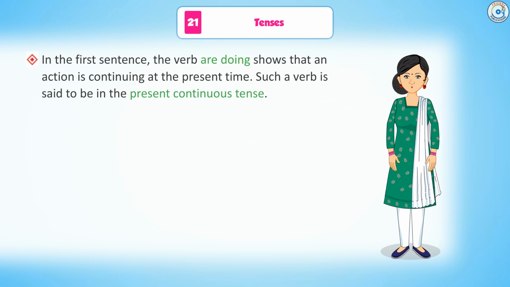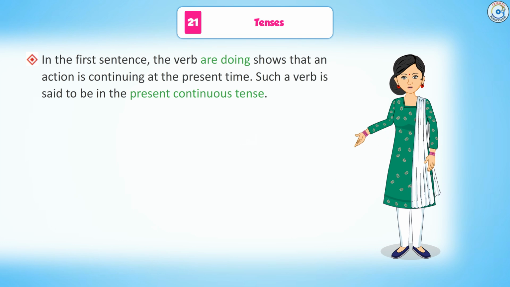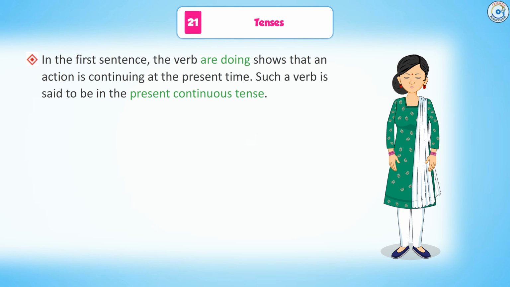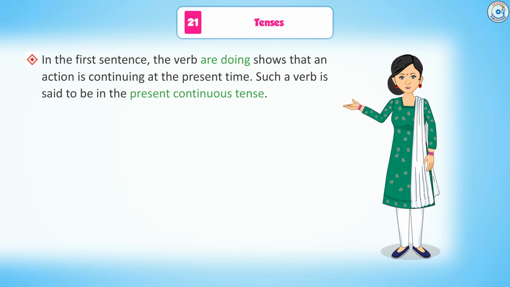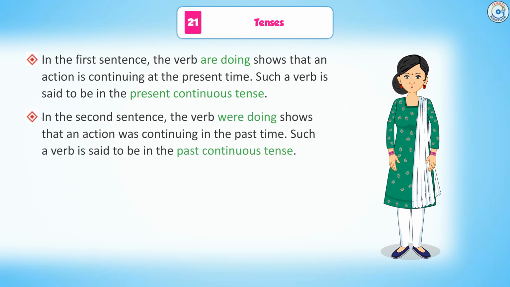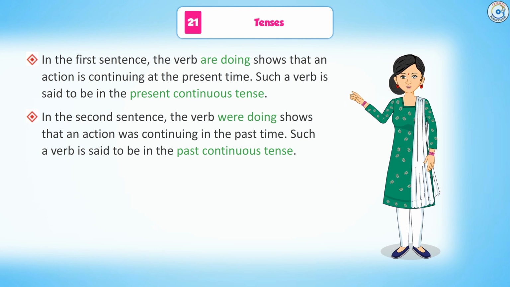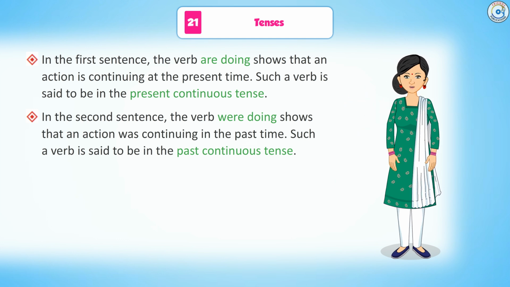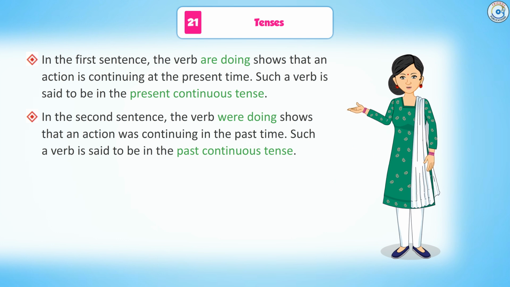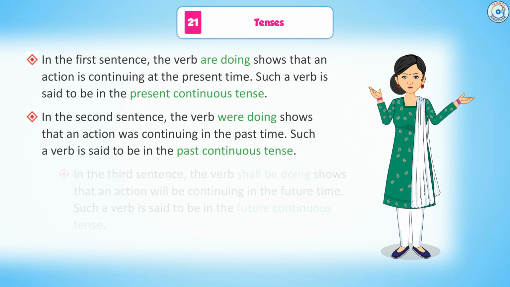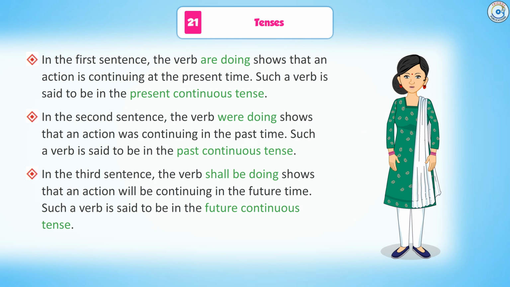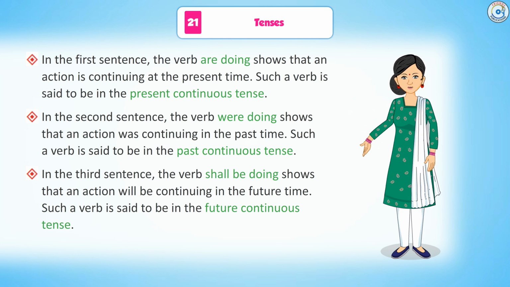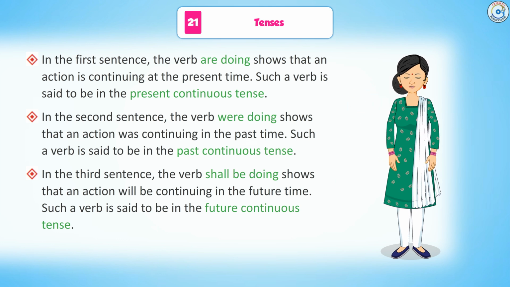In the first sentence, the verb are doing shows that an action is continuing at the present time. Such a verb is said to be in the present continuous tense. In the second sentence, the verb were doing shows that an action was continuing in the past time. Such a verb is said to be in the past continuous tense. In the third sentence, the verb shall be doing shows that an action will be continuing in the future time. Such a verb is said to be in the future continuous tense.